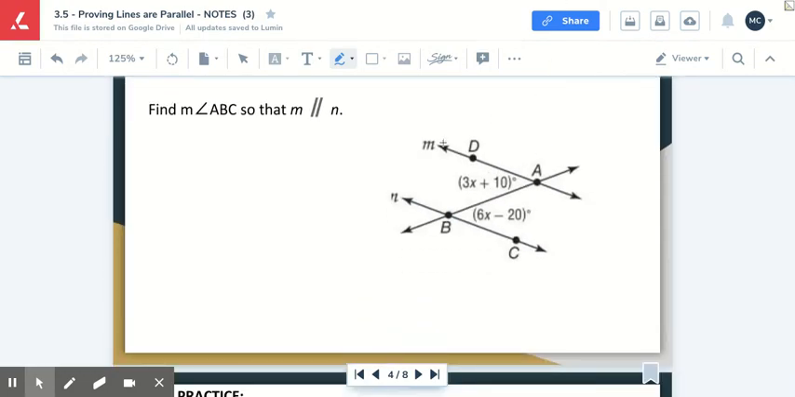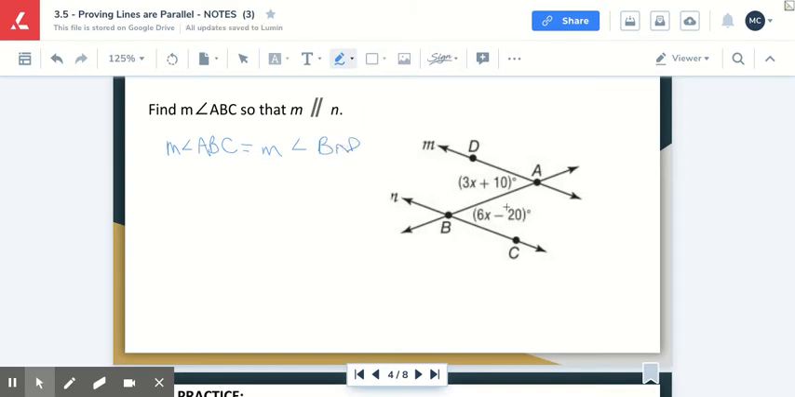Okay, so for our second example, we're asked to find the measure of angle ABC so that line M is parallel to line N. So looking at our diagram here, here's line M, here's line N. So this would be our transversal here, line AB. And the measure of angle ABC would have to be congruent to the measure of angle BAD in order for line M and line N to be parallel. So let's write that down. The measure of angle ABC would have to be equal to the measure of angle BAD.